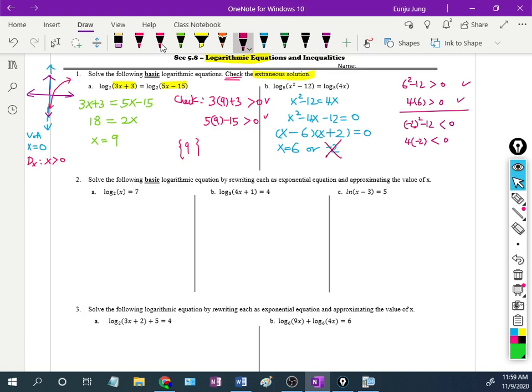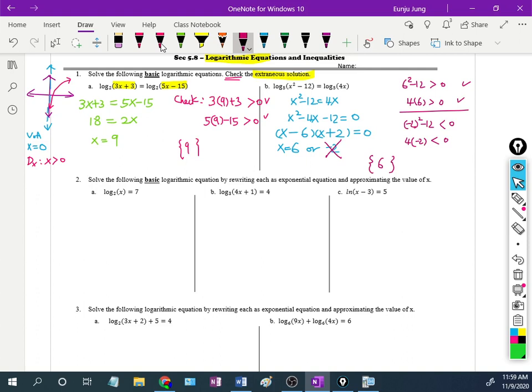-2 is called the extraneous solution. Even though its name has "solution" in it, it's not a solution, okay? So what is my final answer? Only 6. 6 is the solution set for this logarithmic equation.